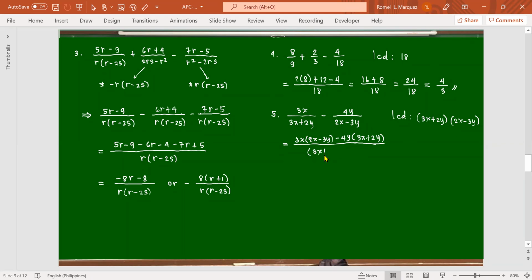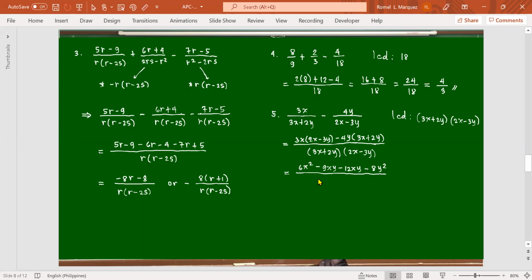The LCD is 3x plus 2y, 2x minus 3y. No need to multiply this, no? No need to expand. You can leave your answer in factored form as long as there is no common factor anymore. Okay, children? Yes po, sir. 6x squared minus 9xy minus 3 times 4, 12, then xy minus 8y squared.